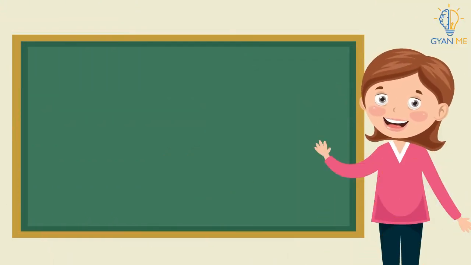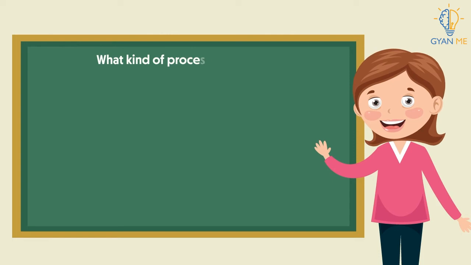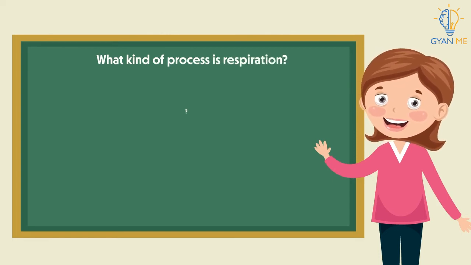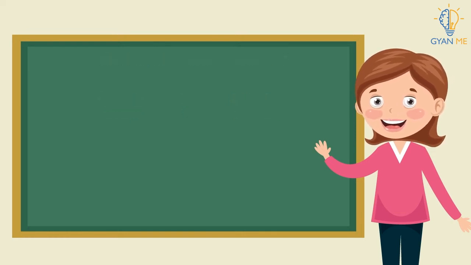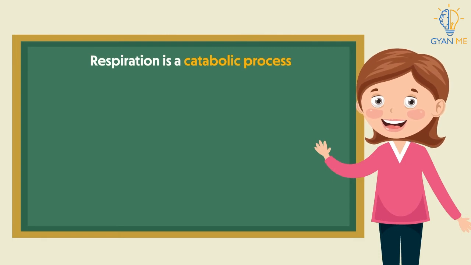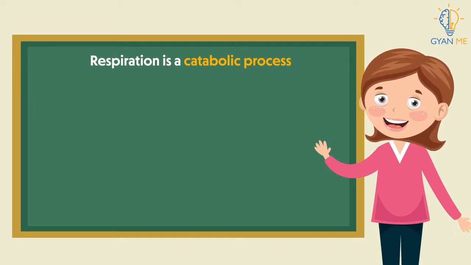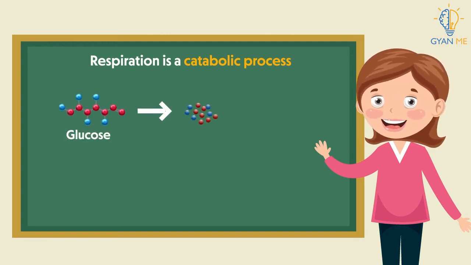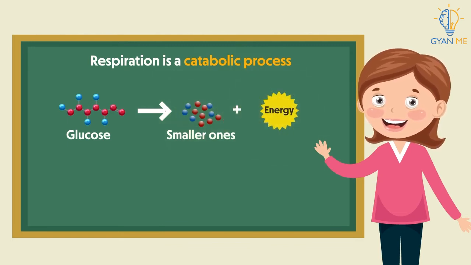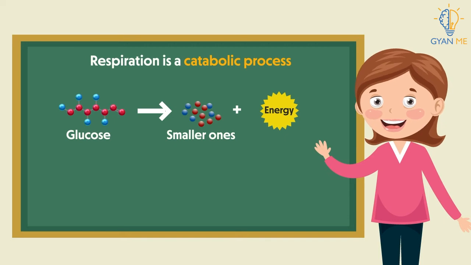So students, can you answer me, what kind of process is respiration? Is it a catabolic process or an anabolic process? Yes, you are right. Respiration is a catabolic process, but only when energy is required. And that is what we will talk about in this whole chapter. Because here larger molecules like glucose are broken down into smaller ones, releasing energy for cellular activities. The energy so generated is either stored or converted in the form of ATP.